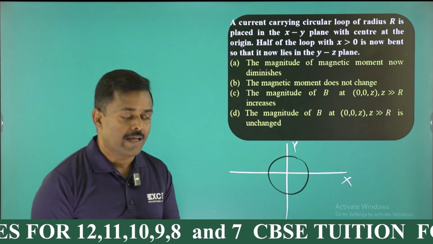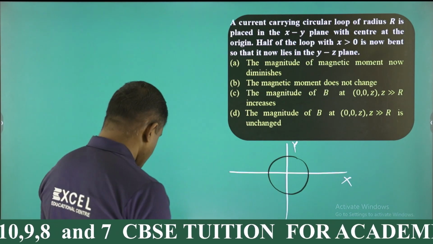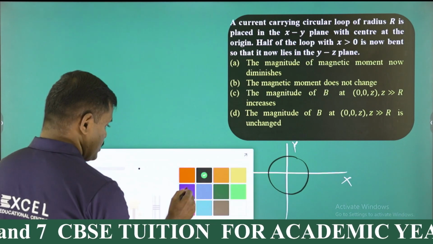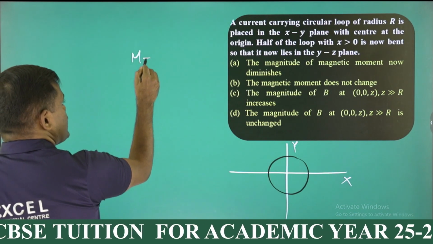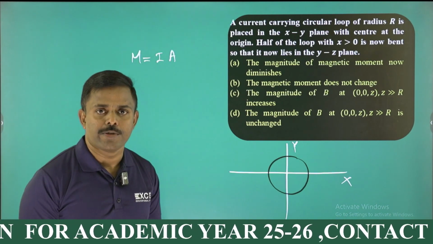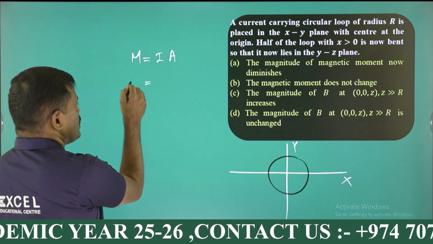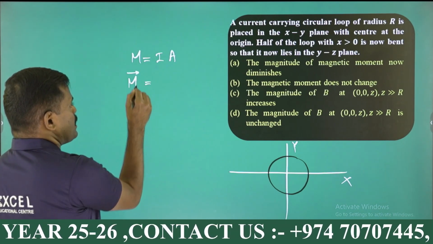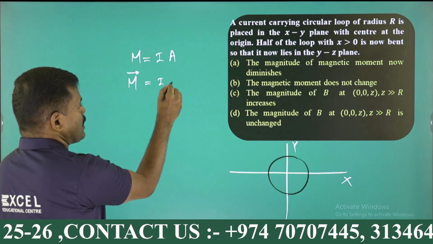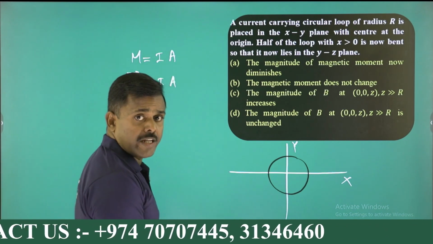But before that, I'll tell you what is magnetic moment. For the circular coil, how to find the magnetic moment? Magnetic moment is written as current into area. Now if I put vector sign on it, magnetic moment is equal to current into area into, what is the direction of area?